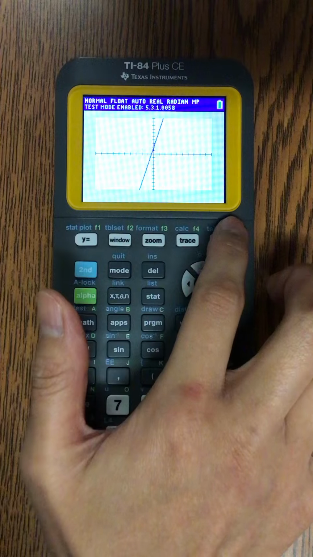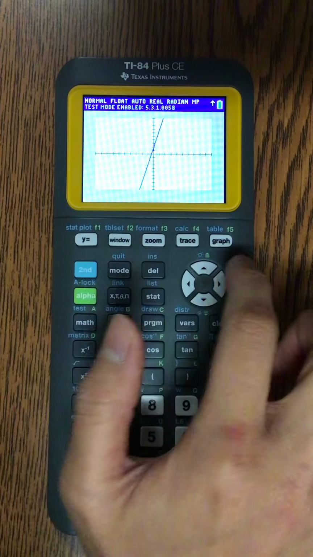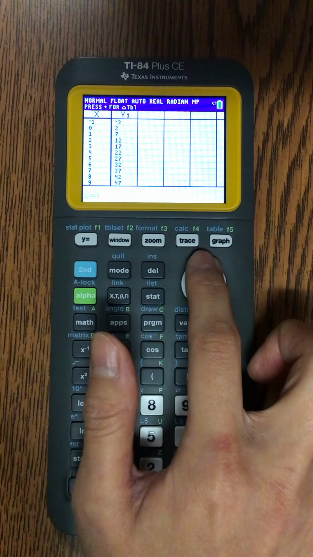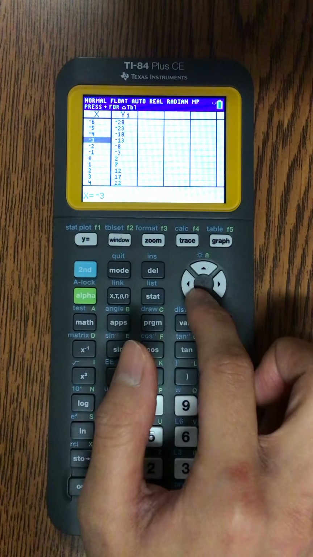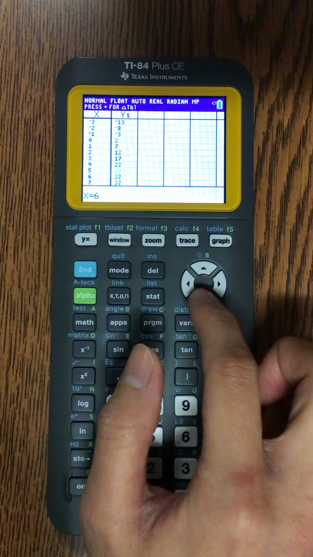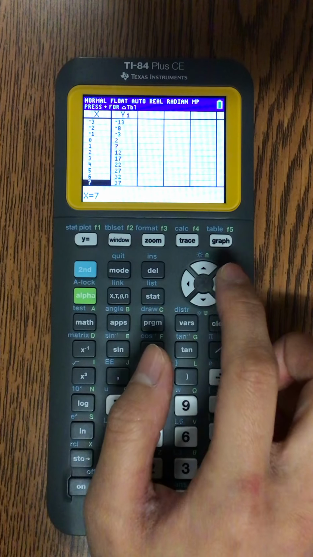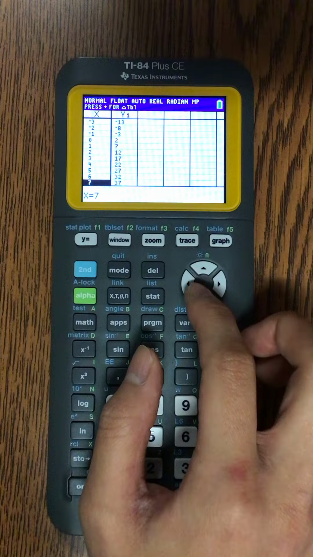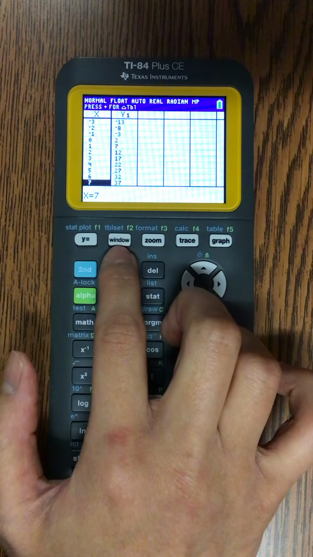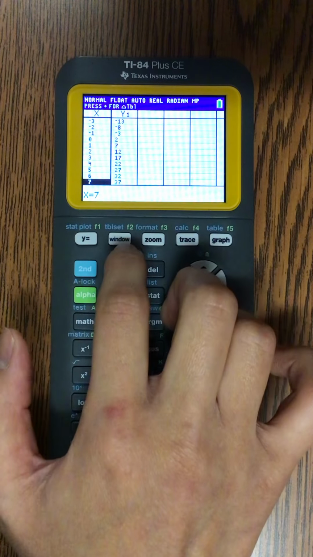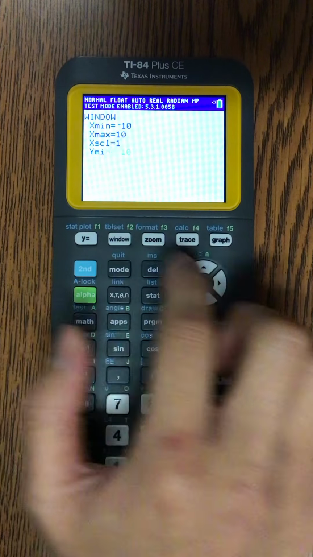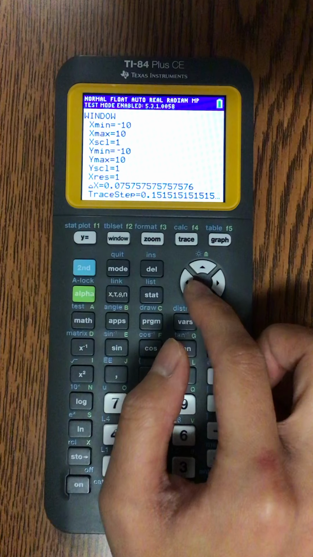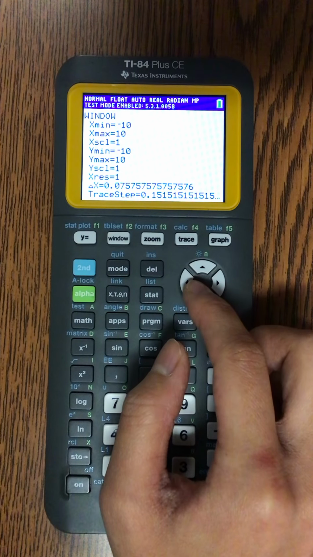Let's say you wanted to look at a table. You go to second, table. Now you can look at all of the different numbers that represent your linear function. This is also going to work for exponential functions and quadratic functions. Just know that some graphs are going to be off the coordinate plane, where you would have to look at the window and set up your minimum and maximum values for your x and y axis.